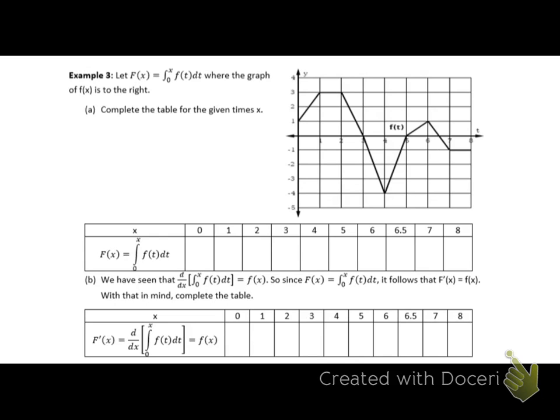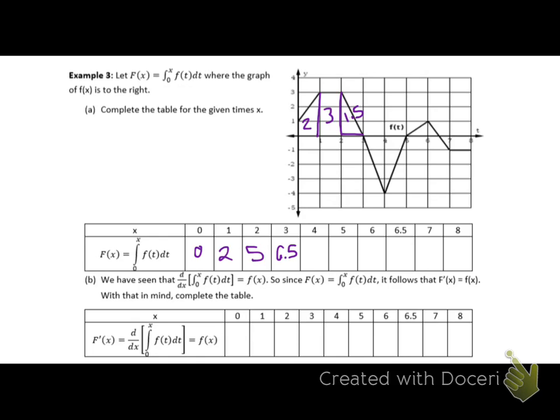So from 0 to 0, still 0. From 0 to 1, okay, so that's this area here. So we have 1 times 1 plus 3 divided by 2, which is 2. For 2, we're adding this area, which is 3. So 2 plus 3 is 5. Then we're adding this area. So it's 1 times 3 divided by 2. And for the sake of this problem, I'm going to go ahead and use decimals. So we get 6.5.